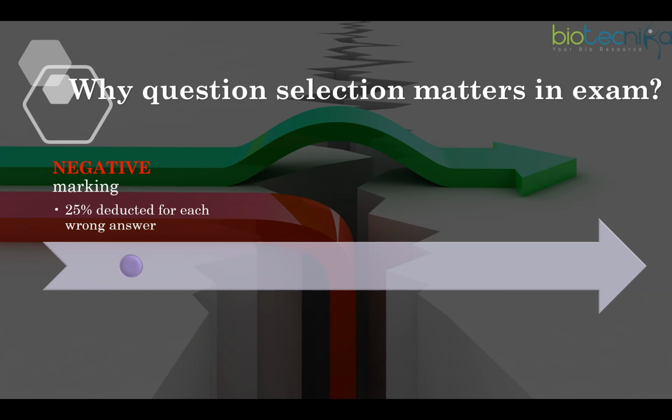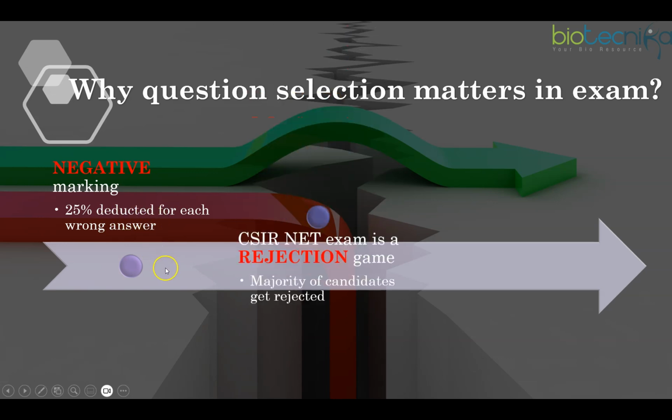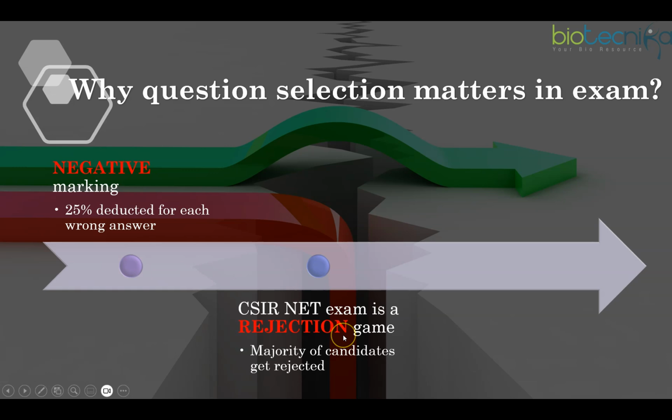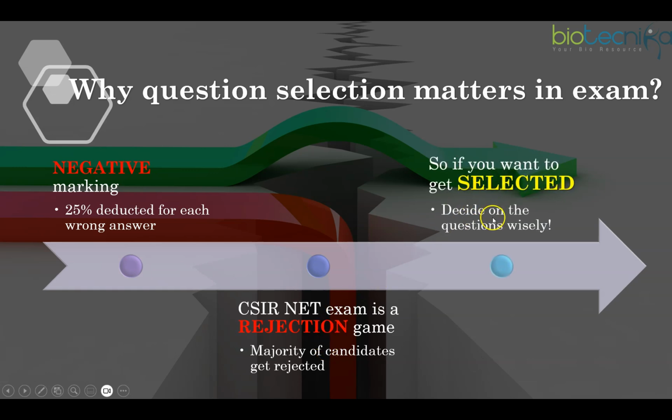Well, we know that for the CSIR exam questions, there is negative marking, which means 25% will be deducted for each wrong answer. The CSIR NET exam is more of a rejection game than a selection game because the majority of candidates get rejected. So if you want to get selected, you have to decide on the questions wisely so that you can avoid the negative markings. It's not about which questions you can answer, it's the questions which you can answer confidently, which you know have the least chances of negative marking.